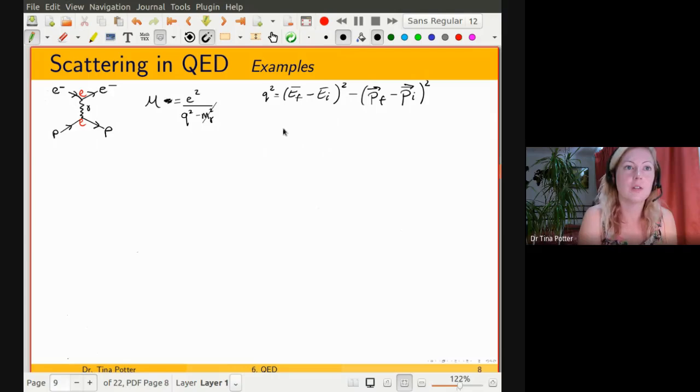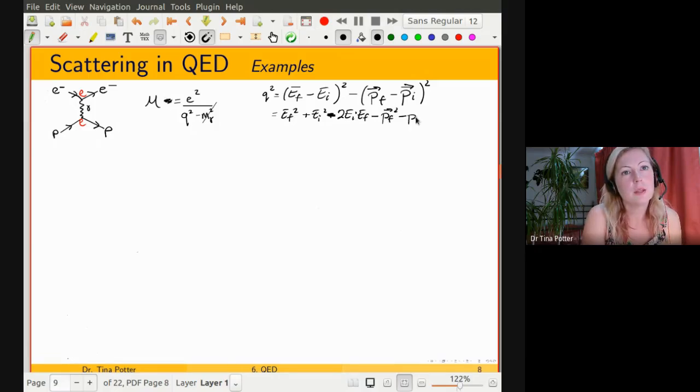So for an S-channel diagram, you would be summing these two components. So let's have a look at that. That's going to be EF squared plus EI squared minus 2EI EF, minus PF squared minus PI squared plus 2PF PI. I'm getting this right. Good.